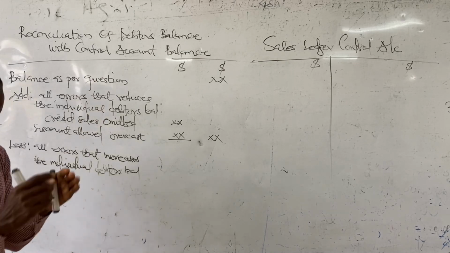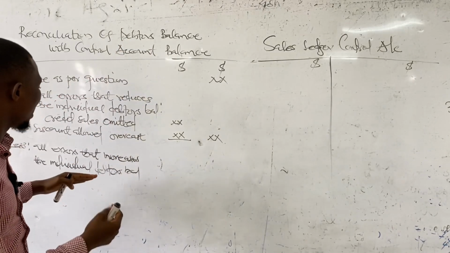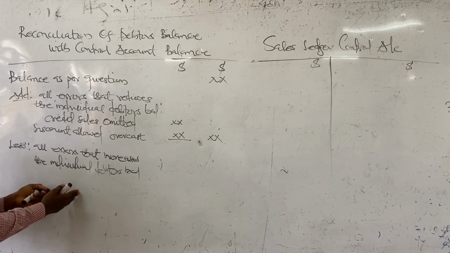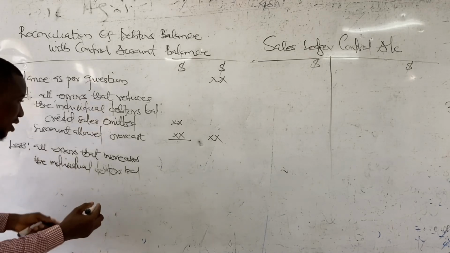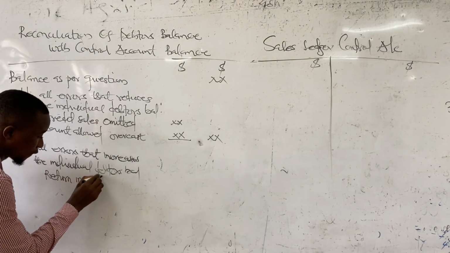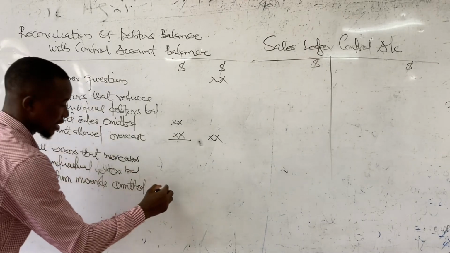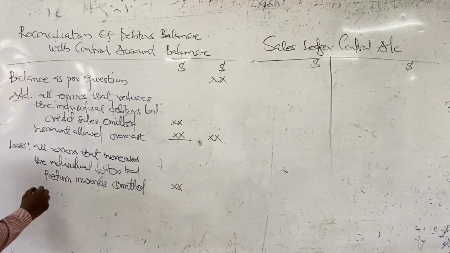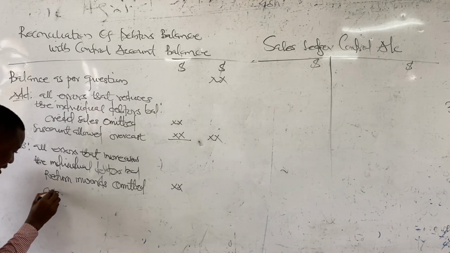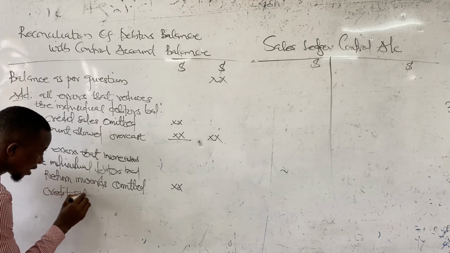Or any item that's supposed to be debited to a normal debtors account, if it is overstated, will in turn increase the debtors balance. So we have to do what? We less it. So we have several items. Let's say return invoice omitted, meaning it is not recorded at all. It will increase the debtors balance. Let's say a credit sale. This credit sale is overcast. So credit sales overcast.